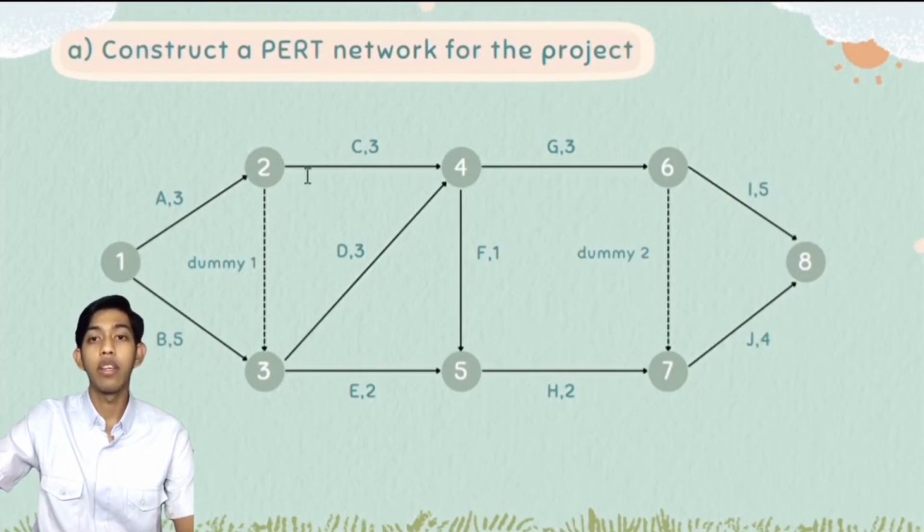Now we already drew our PERT network, and this is how our PERT network is going to be. There are 2 dummies in this PERT network. The first one is right here, from A to D, and the second one is right here, from G to J.